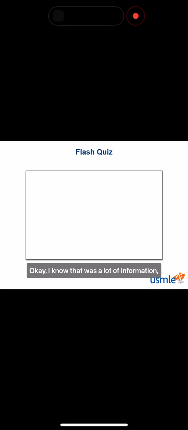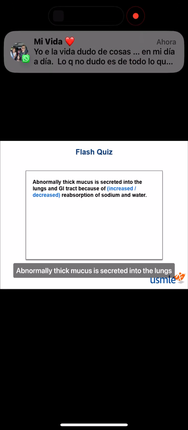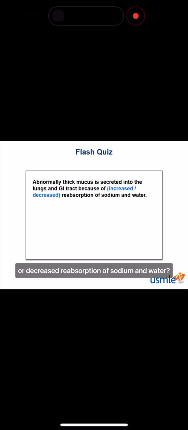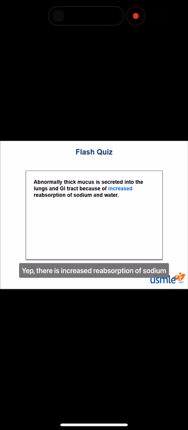Okay, I know that was a lot of information, so let's do a quick flash quiz. Abnormally thick mucus is secreted into the lungs and GI tract because of increased or decreased reabsorption of sodium and water. Yup, there is increased reabsorption of sodium and water, so the mucus is abnormally thick.